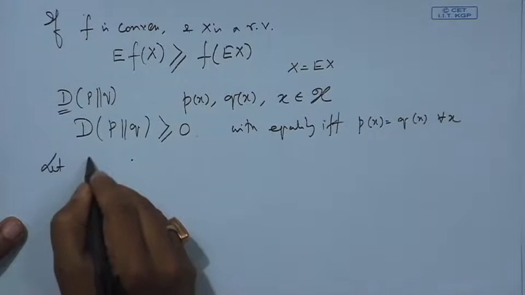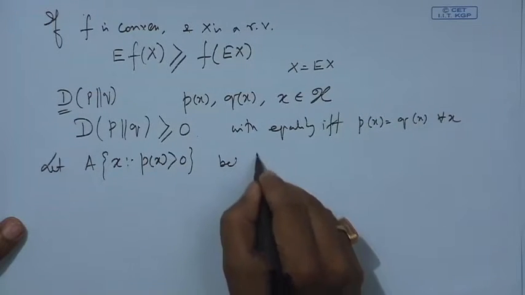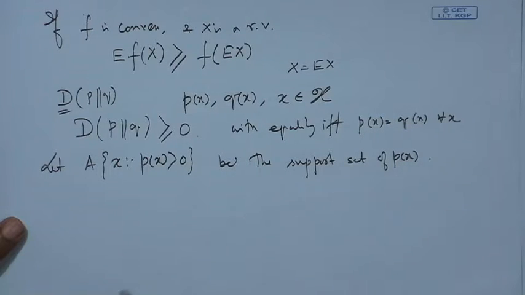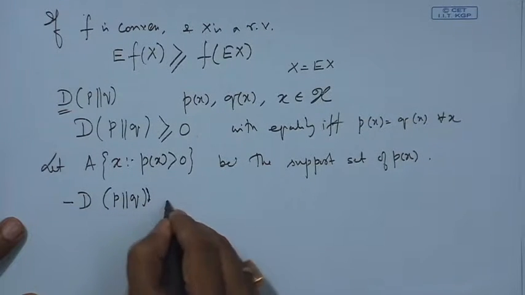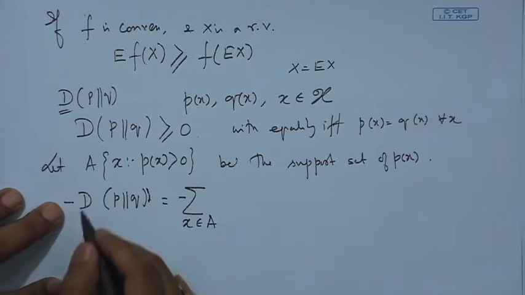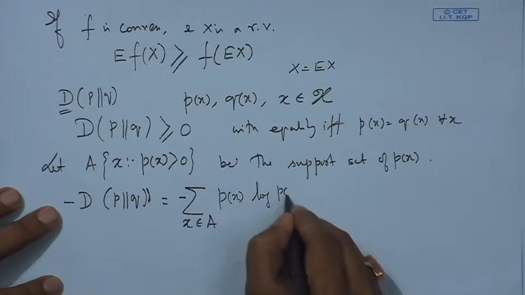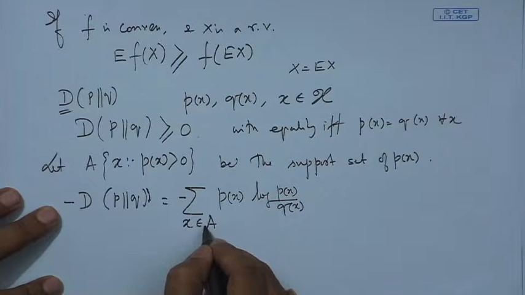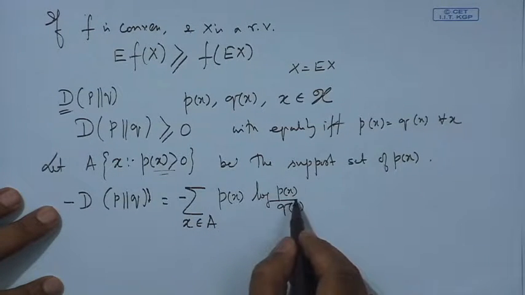So for this we define, let A be defined as the set of x for which p(x) is greater than 0, also defined as the support set of p(x). In that case, we would begin by writing minus D(p||q) as minus the sum over x element of A. For the proof, we would start with a minus. You could have done it with a plus also, things would have been similar, but here we follow it this way: p(x) log p(x)/q(x). This is as per definition. So we are taking the sum over the support, which means we are taking the case for which p(x) is greater than 0. That means we are not taking the case p(x) is equal to 0, right? So this is what we have written.